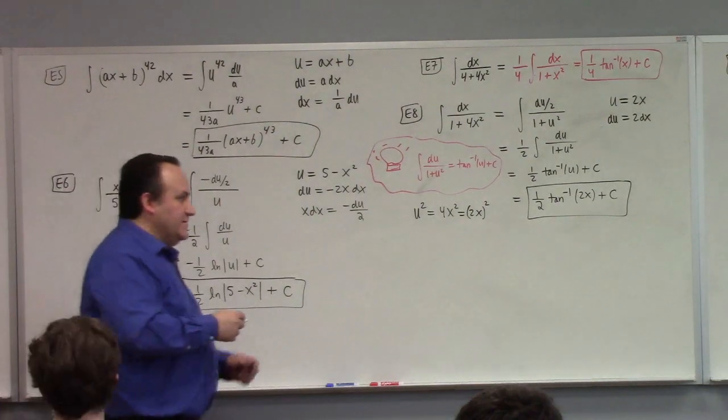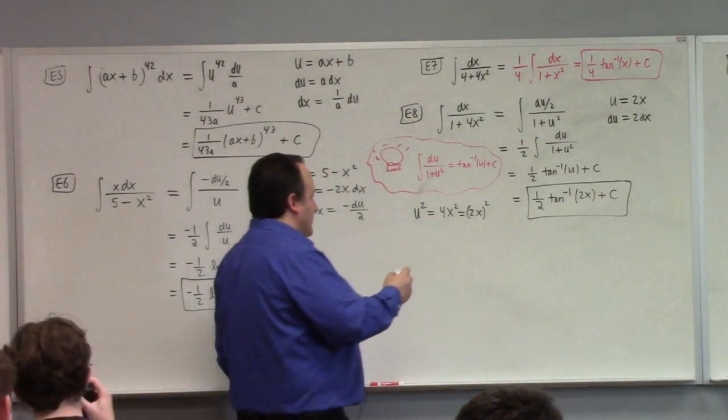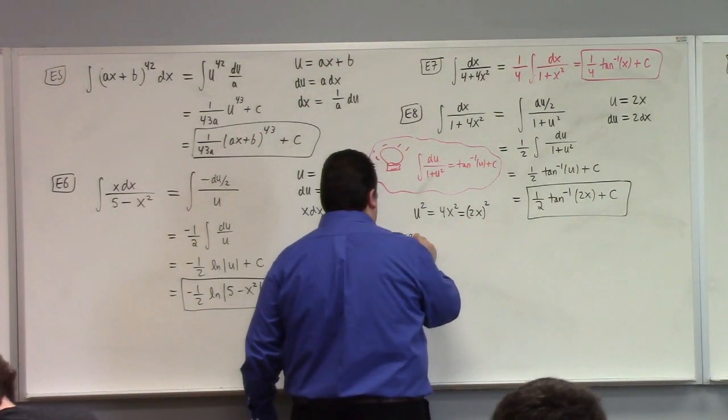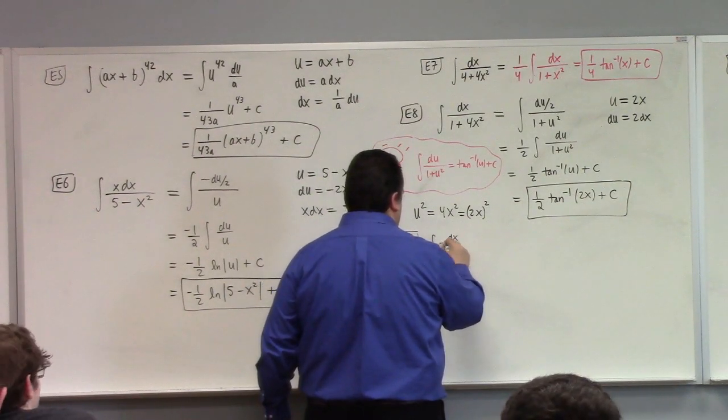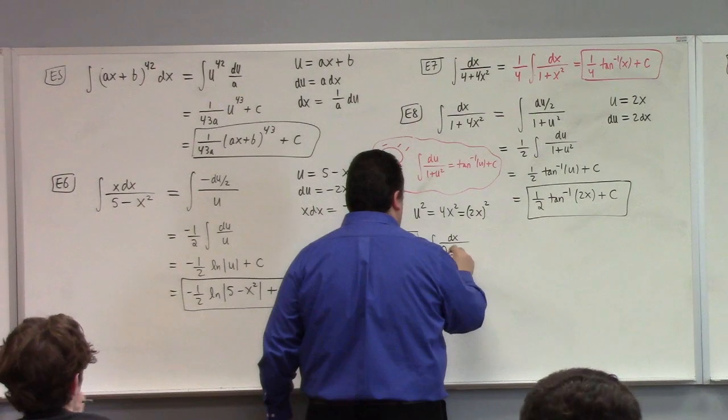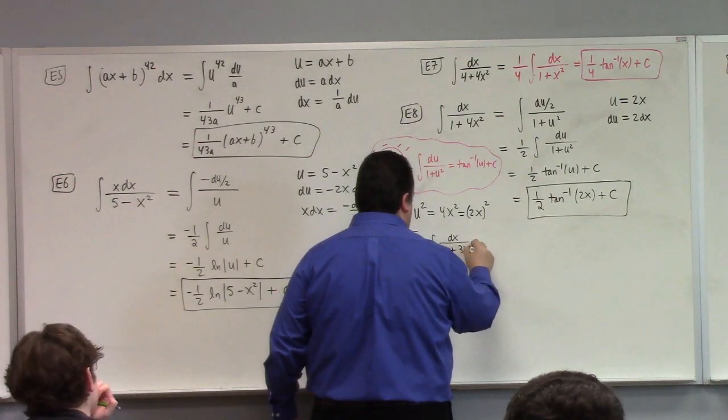But let's try something a little bit twisted. What if instead of that we have like the integral of dx over, I don't know, 2 plus 3x squared? What do we do then?